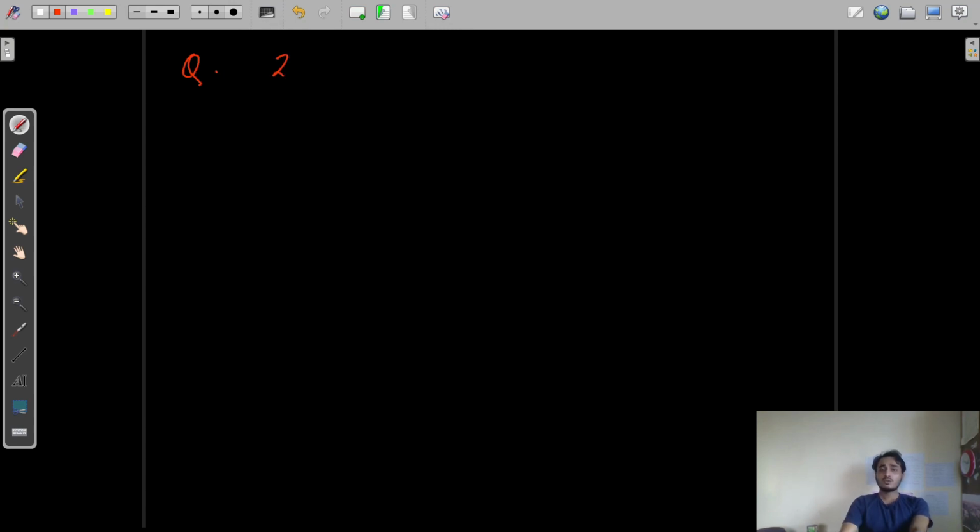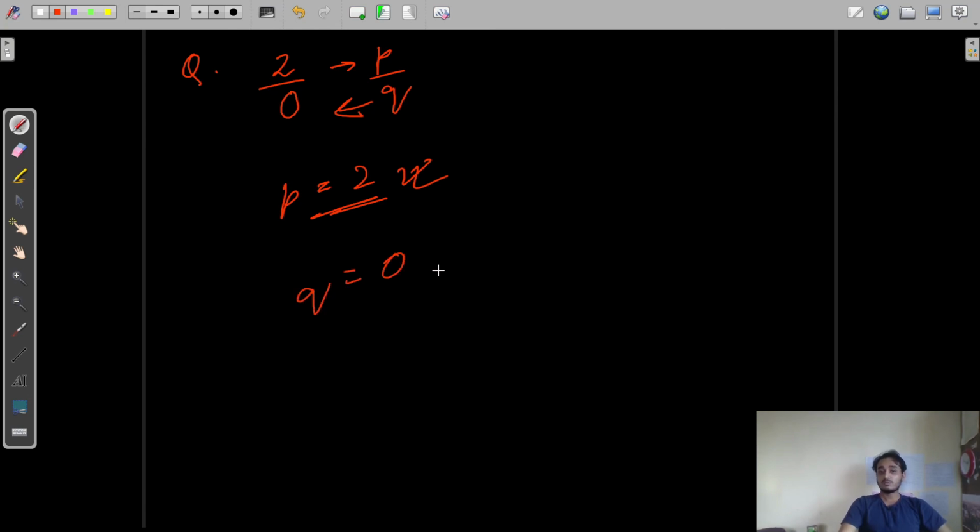Now what about 2 by 0? Is 2 by 0 a rational number? Let's check. We have the number in the form of p by q. Here p is 2, which is obviously an integer, but q is equal to 0. We already know that for a number to be a rational number, q must not be equal to 0, but here q is equal to 0. So 2 by 0 is not a rational number.